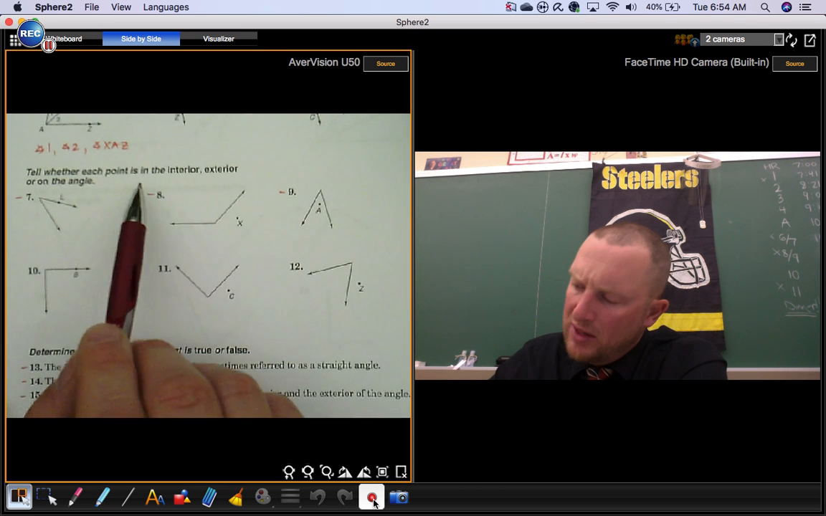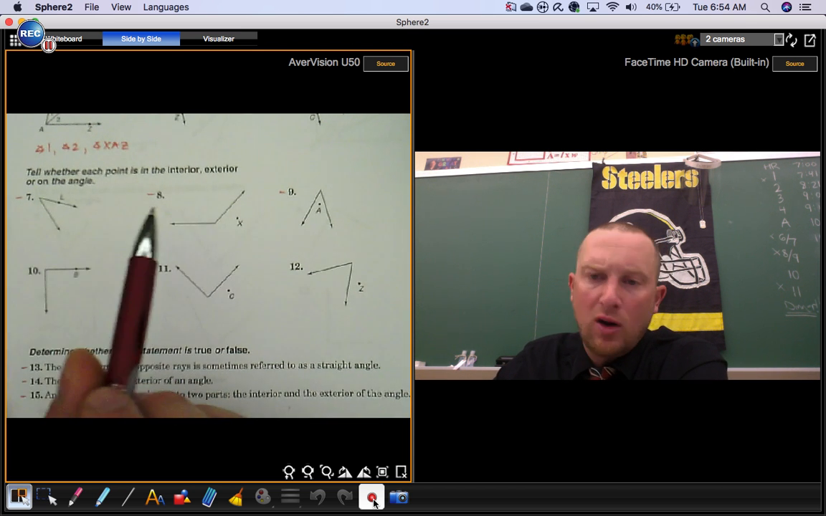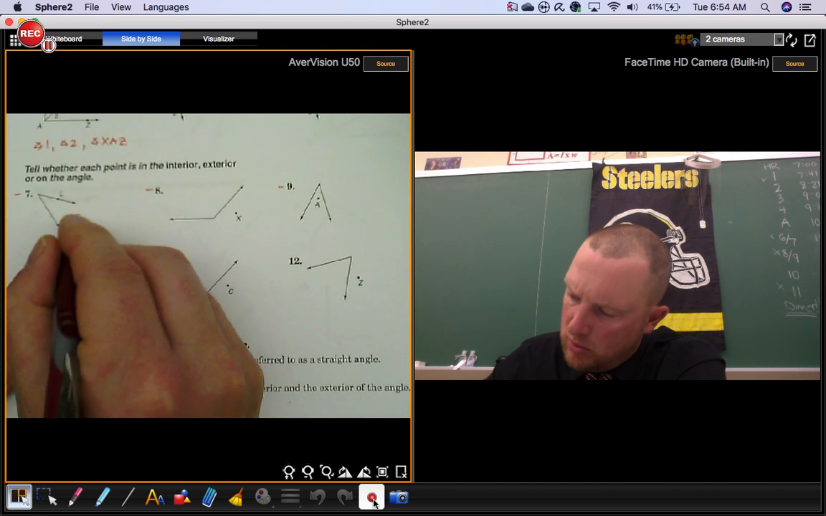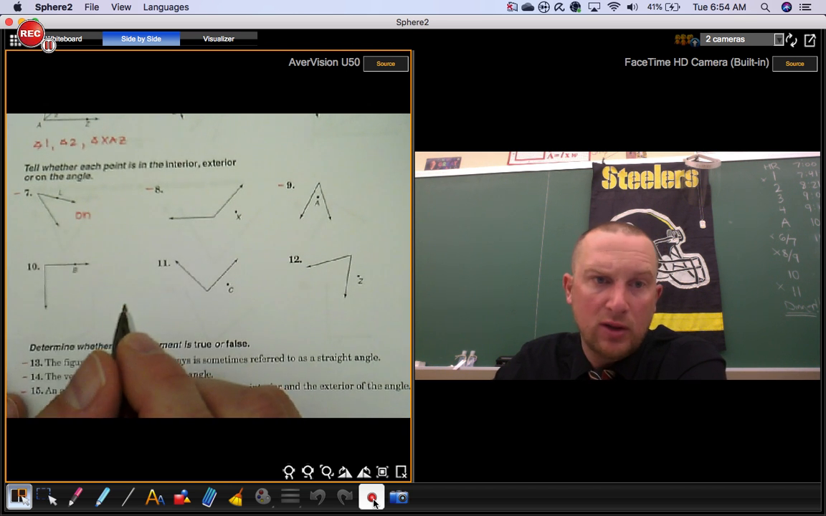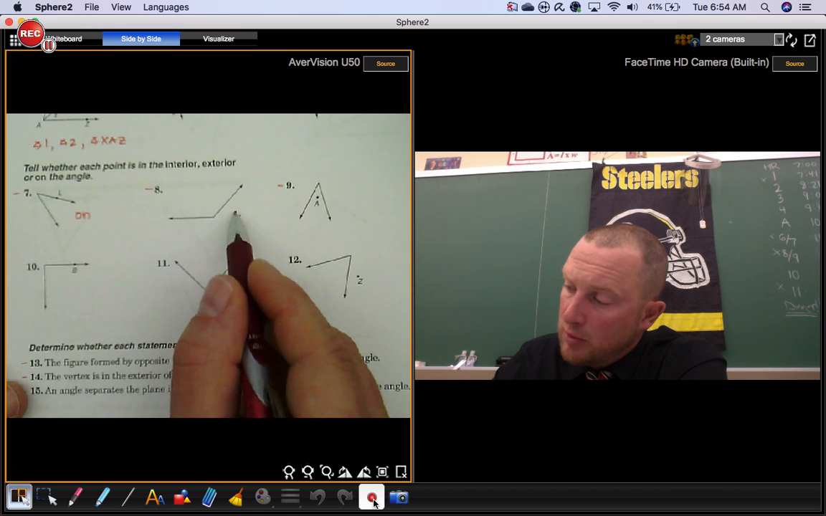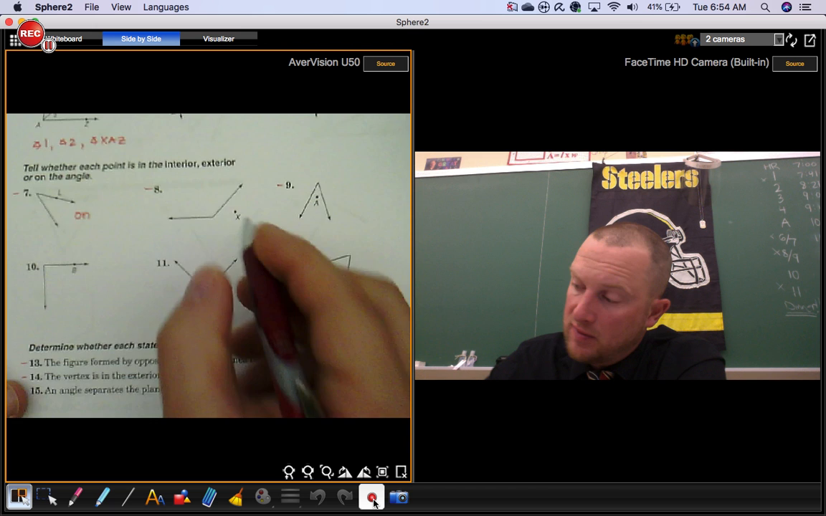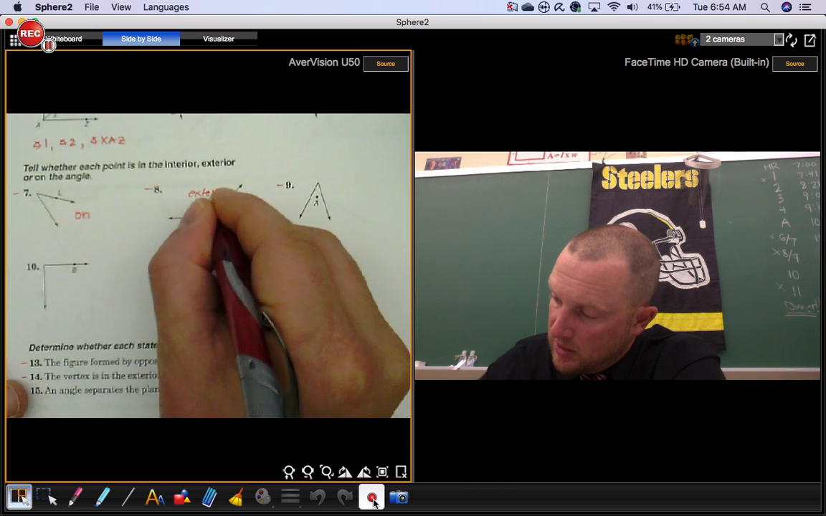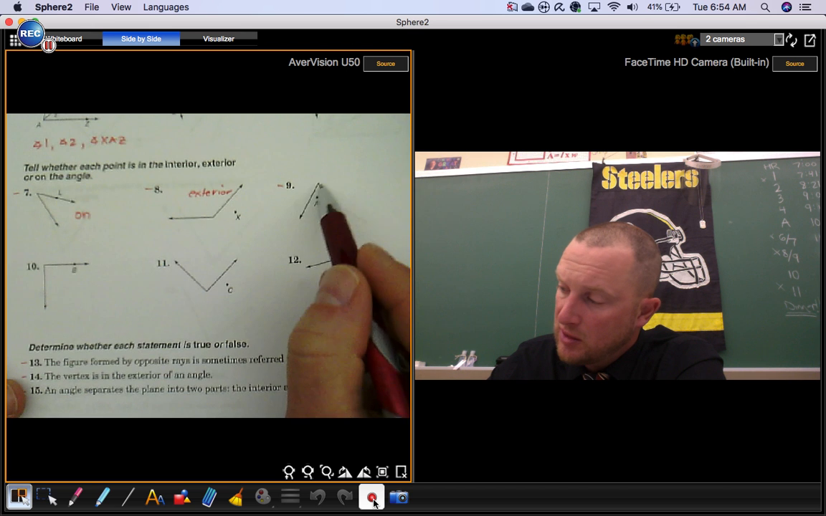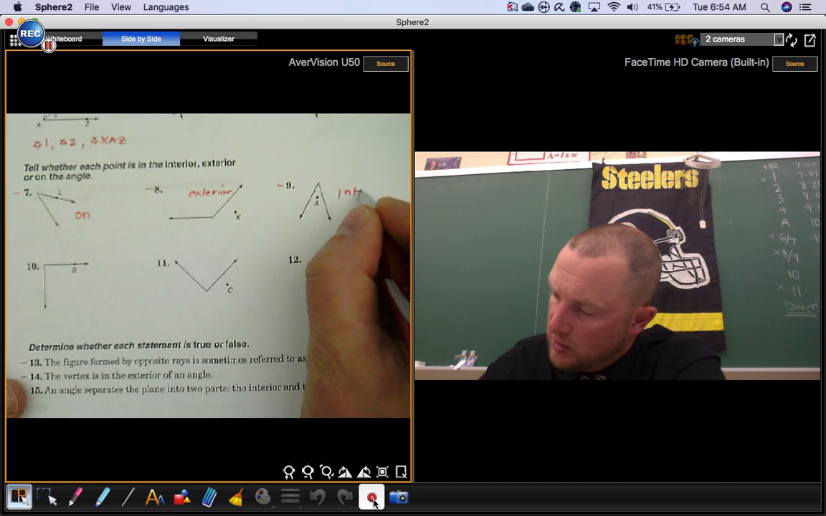Tell whether each point is in the interior, exterior, or on the angle. Well, look at point L. That's an example of a point living on the angle. It's on one of the rays. In number 8, notice how point X is clearly outside of this angle. So this is exterior. And number 9, this point is clearly in between those rays, so this is the interior.